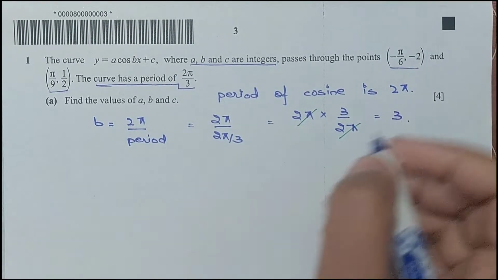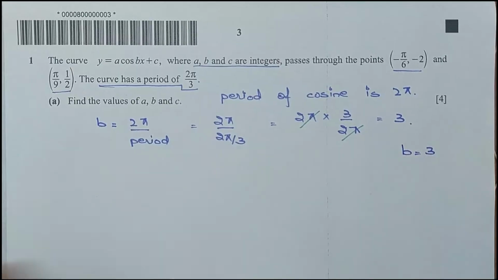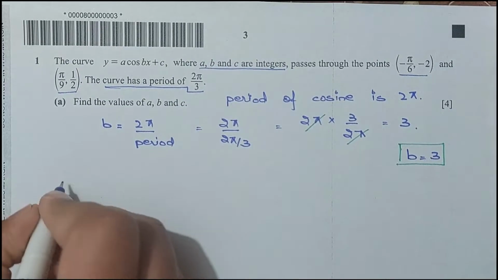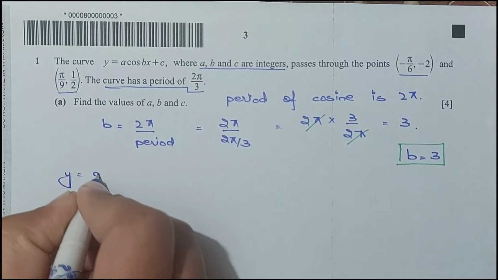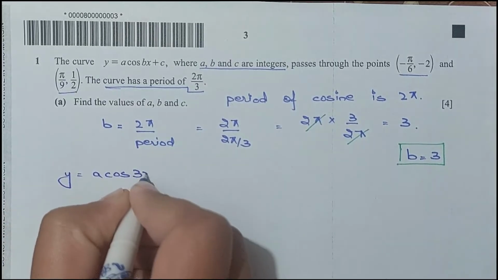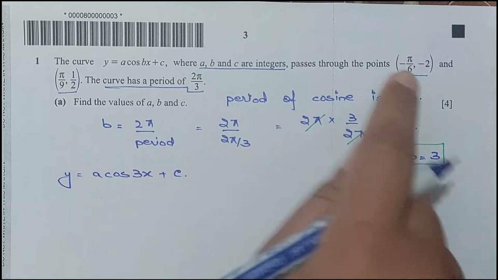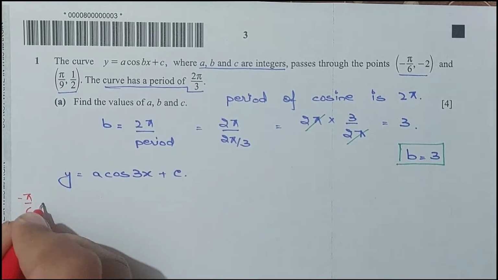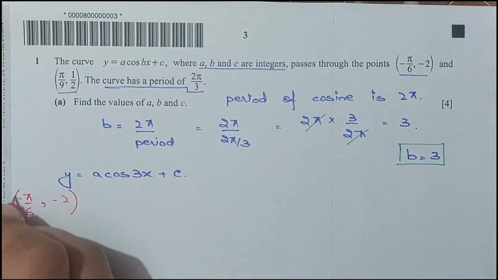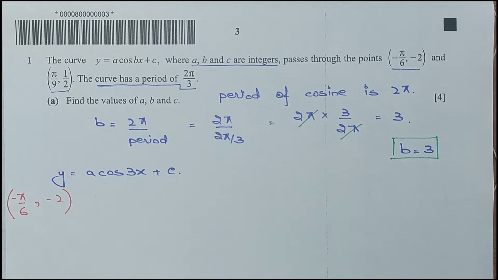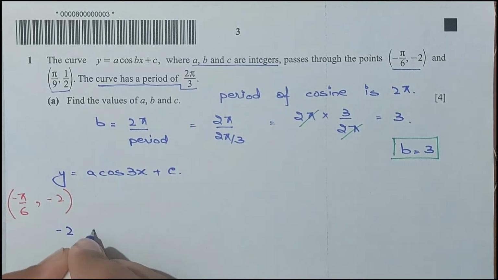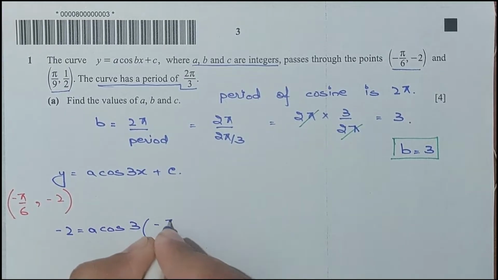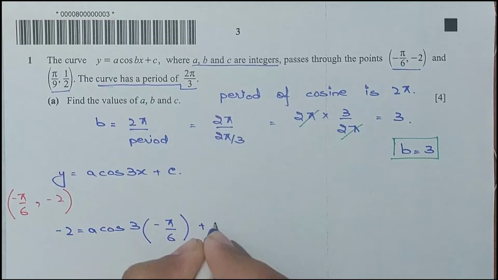So just plug the b value over here. So b equals 3. This is the first solution. From here we have y equals a cos 3x plus c. Now let's plug in the points. The first point is minus pi by 6 and minus 2. Let me plug in this point. y is negative 2, a cos 3 and the x value is minus pi by 6, plus c.